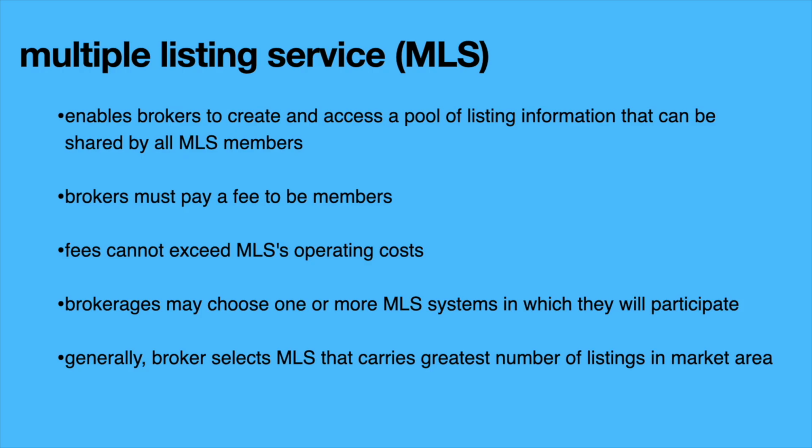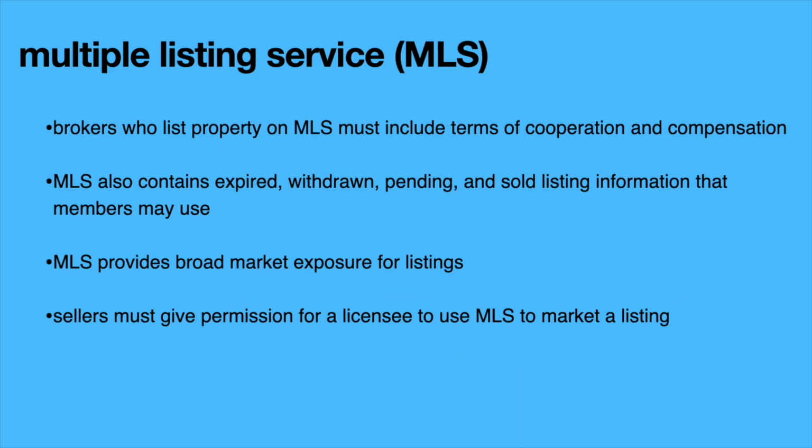Brokerages may choose one or more MLS systems in which they participate. Generally, the broker selects the MLS that carries the greatest number of listings in their market area. Brokers who list property on the MLS must include their terms of cooperation and compensation. The MLS also contains expired, withdrawn, pending, and sold listing information that members may use.